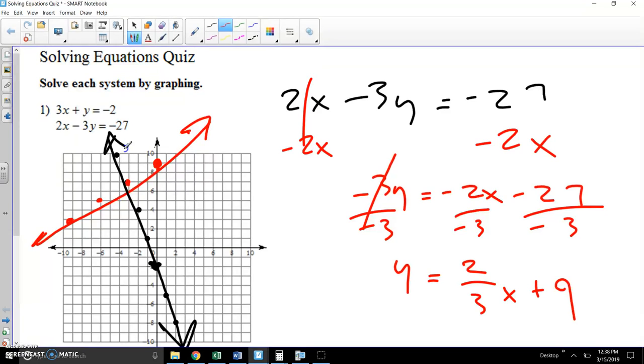So your point of intersection here is right there. And that is the point negative 3, positive 7. Okay. I'm recording right now.